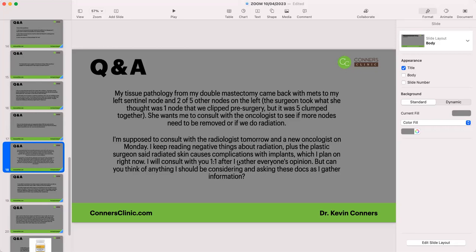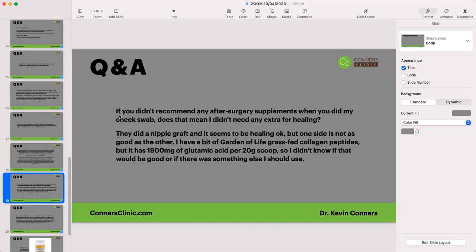So yeah, I would say wait until you have another conversation with the oncologists and then we could talk. If you didn't recommend any after surgery supplements when you did my cheek swab, does that mean I didn't need any extra healing? The answer is that's correct.